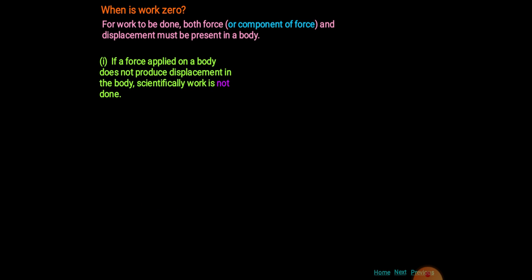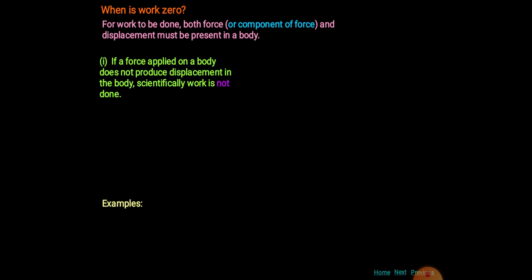Now let us try to understand when the work is 0. As you know, the formula of work is force into displacement. So for work to be done, both force and displacement must be present in the body according to the formula. If the force applied on a body does not produce any displacement in the body, scientifically the work is not done in that case.